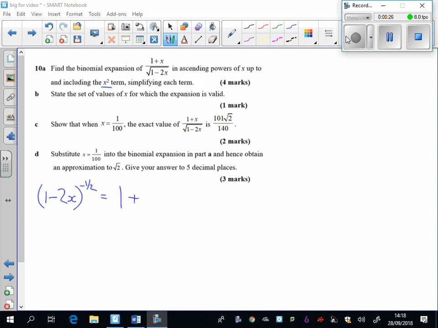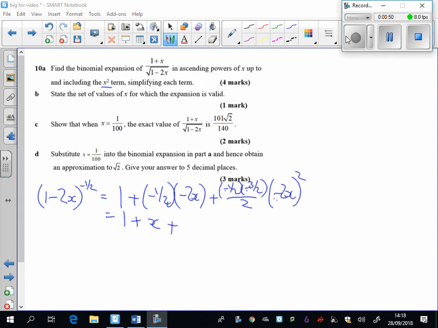So we've got 1 plus n ax plus n take away 1 over 2 ax squared. And we can work that out to give 1 plus x, and then we've got minus, minus, so another plus, and we've got 3 over 2 x squared. So there's the expansion for that bit there.